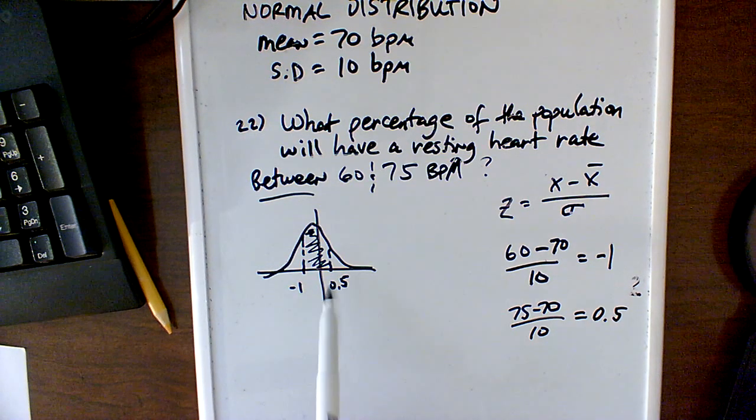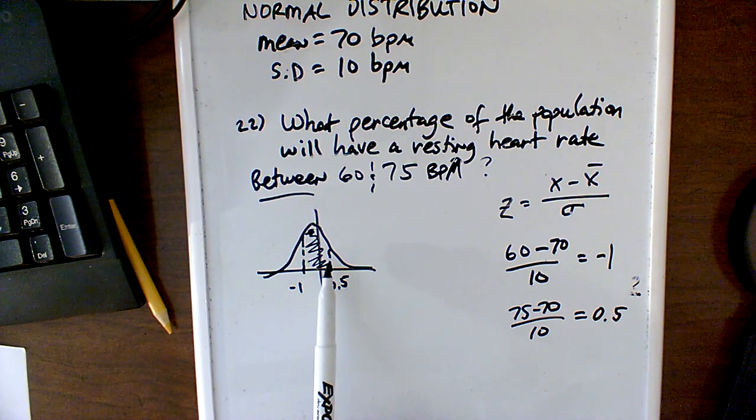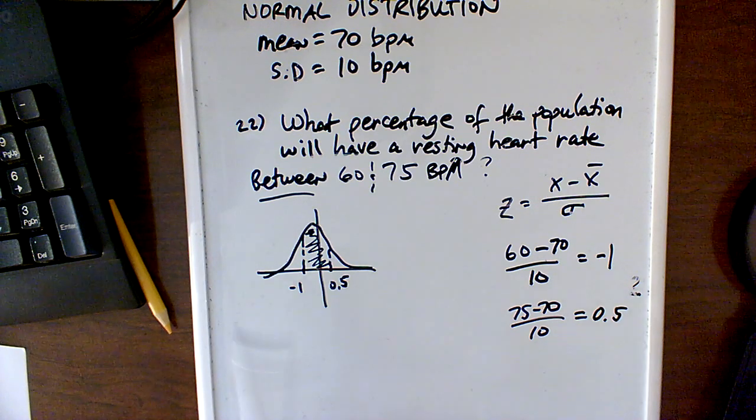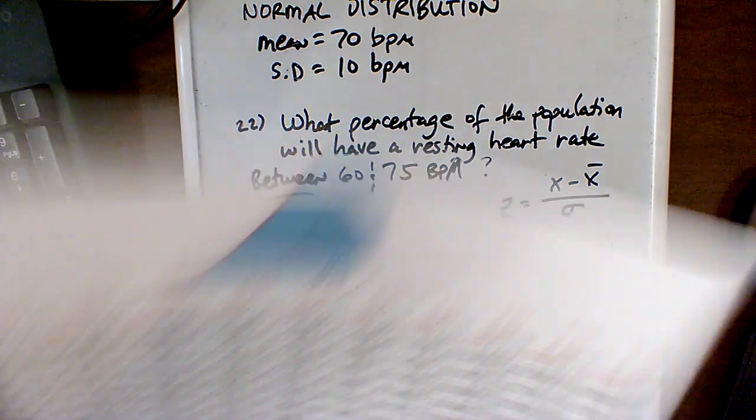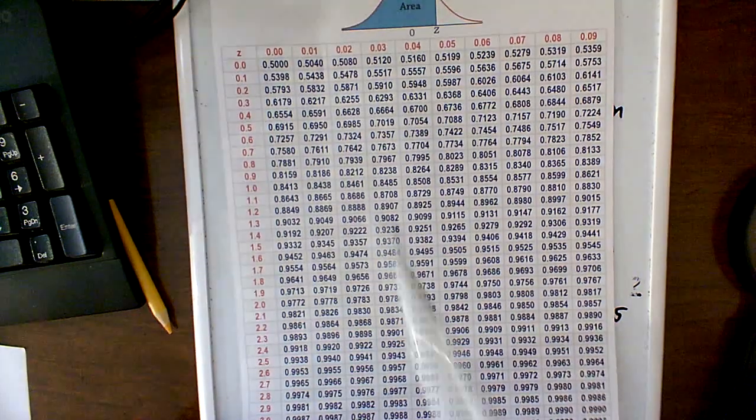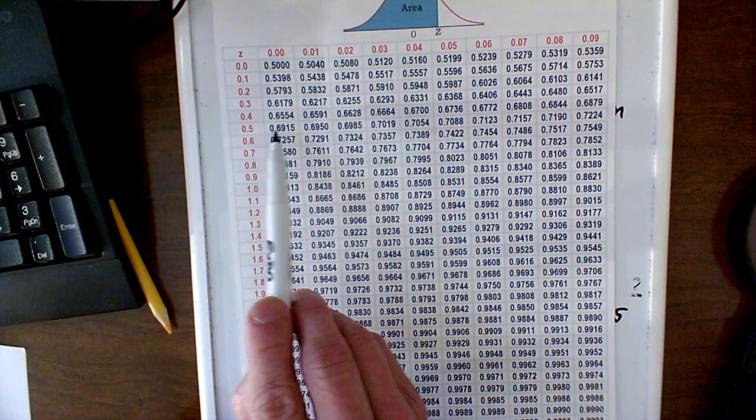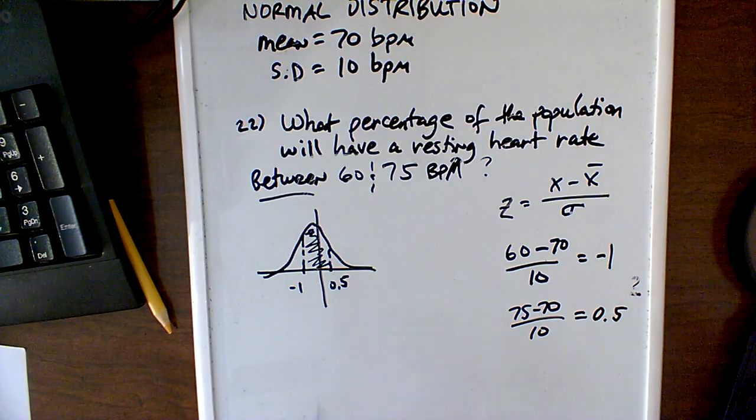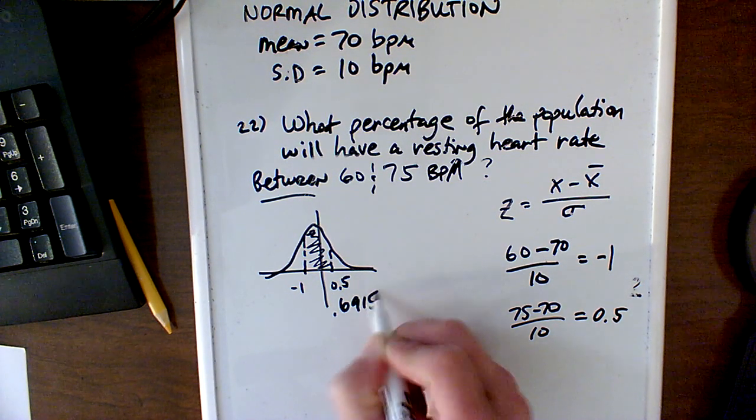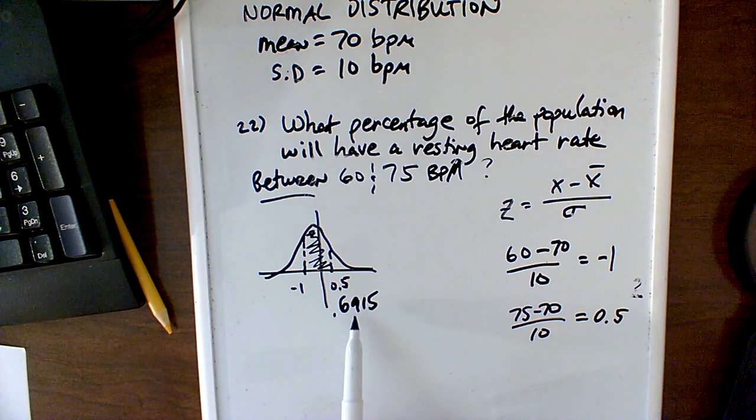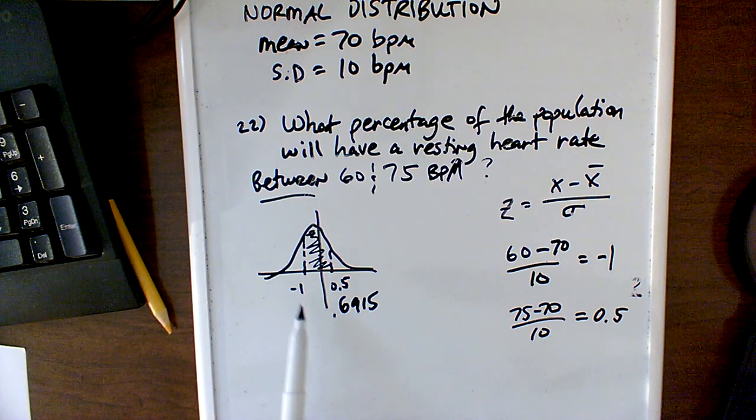Okay, so remember when we convert our z-scores, we're getting the percentage that is below whatever we're talking about here. So if we start with the 0.5, we're on our positive z chart, it's 0.6915. So 0.6915, that says 69% of the data is less than 75 beats a minute.